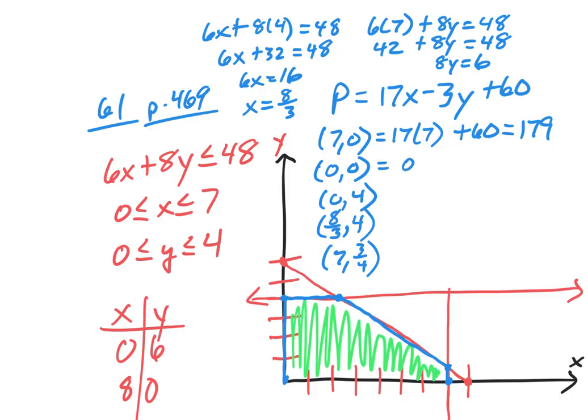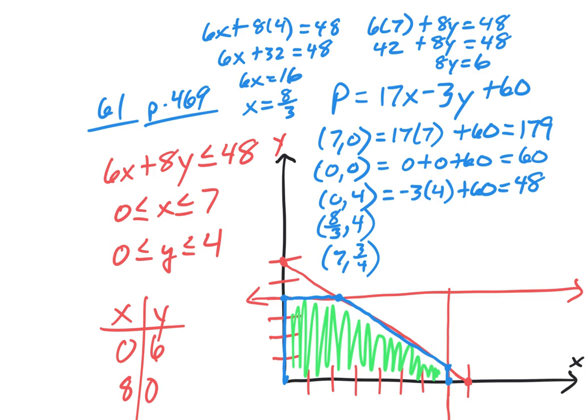0, 0 is going to be 0 plus 0 plus 60, which is just 60. 0, 4: 17 times 0 is 0, so I'm going to leave that part off. So I'm going to do negative 3 times 4 plus 60, which would be 48.